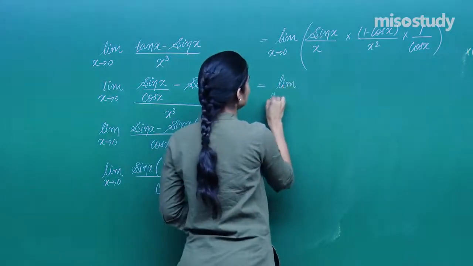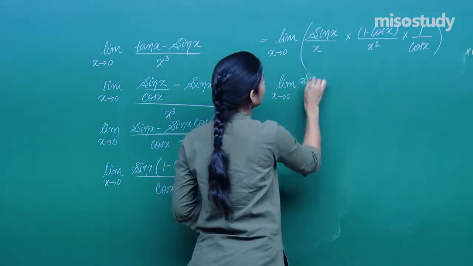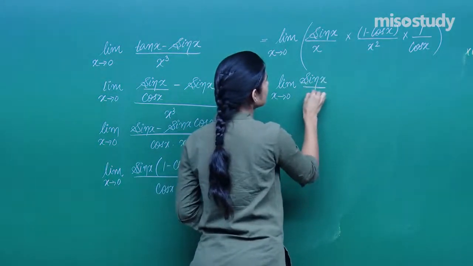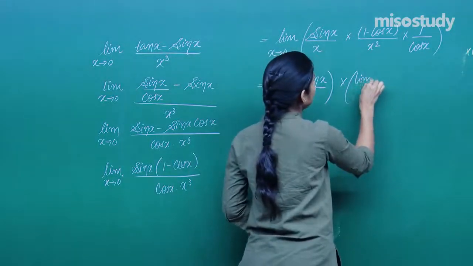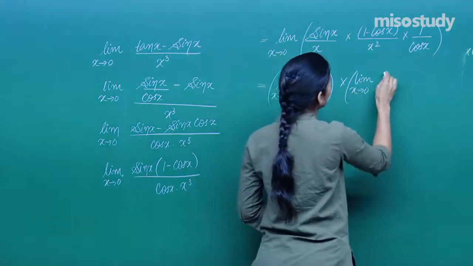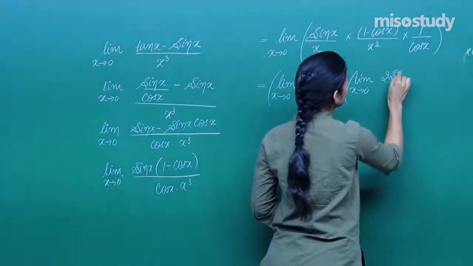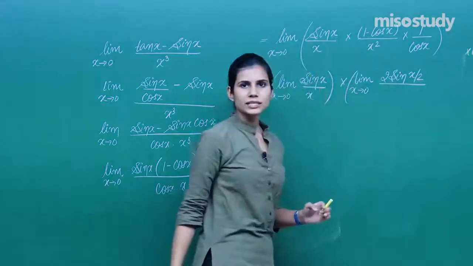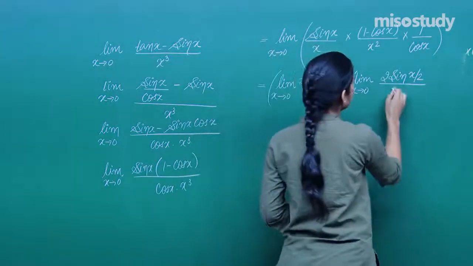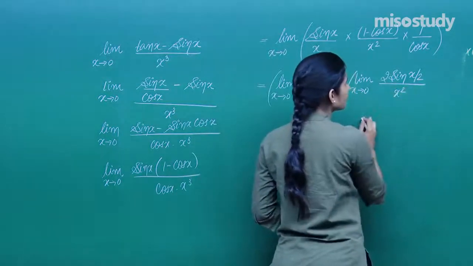So this is limit x tends to 0, sin x by x, you know the limit of this function exists as 1, multiplied by limit x tends to 0, 1 minus cos x is 2 sin square x by 2, and this is x square, right?